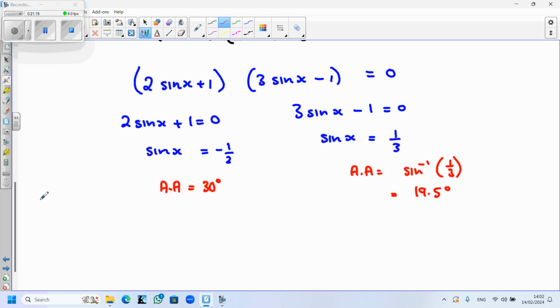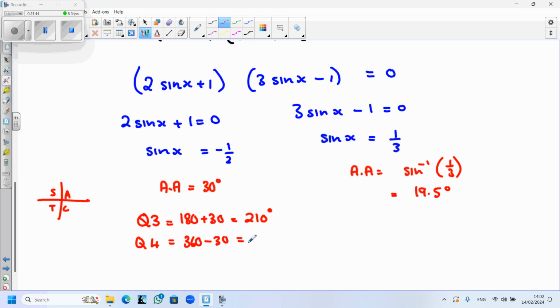So we know that sine is negative, and we've got a CAST diagram. So we want to know where sine is negative. Well, sine is positive in quadrant 1 and quadrant 2, so it's got to be an answer in quadrant 3 and an answer in quadrant 4. To get into quadrant 3, we've got 180 plus the acute angle. That would give me 210 degrees. To get into quadrant 4, it's 360 minus the acute angle. So that will be 330 degrees. So that's that one done.